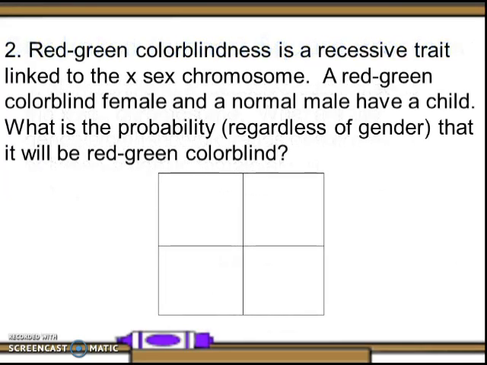And number 2. Red-green color blindness is a recessive trait linked to the X-sex chromosome. A red-green color blind female and a normal male have a child. What is the probability, regardless of gender, that it will be red-green color blind?